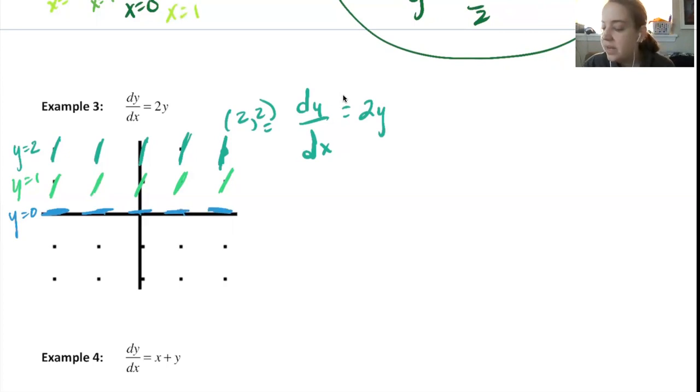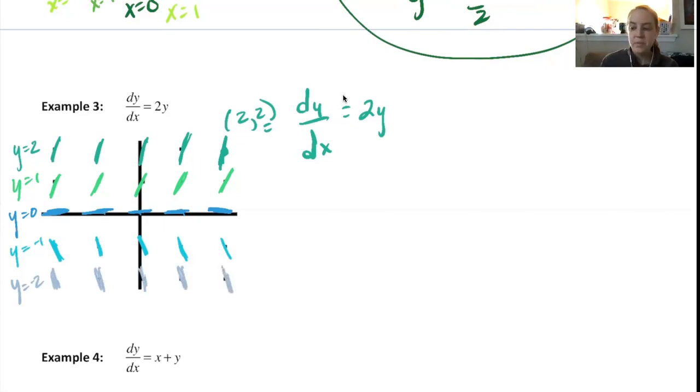And then if we look here, y is equal to -1. So -1 times 2 is -2. So now these are going down. They take some getting used to. They're a little weird. Especially those of us who are used to that very precise graphing in Algebra 1, these feel a little haphazard. They're not, but they feel a little haphazard. And then finally, y equals -2. So 2 times -2 is -4. So these go down even steeper. Now, that's what the slope field looks like.